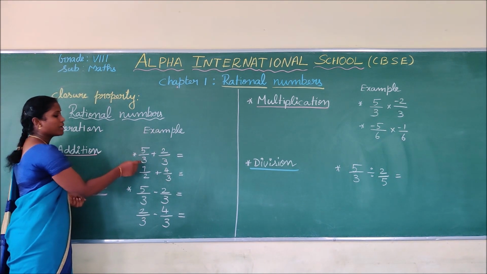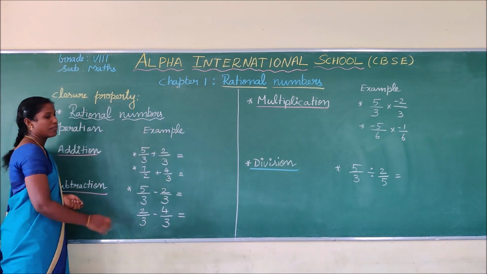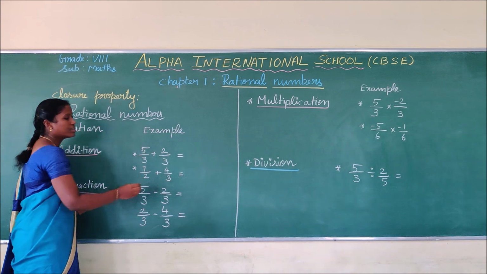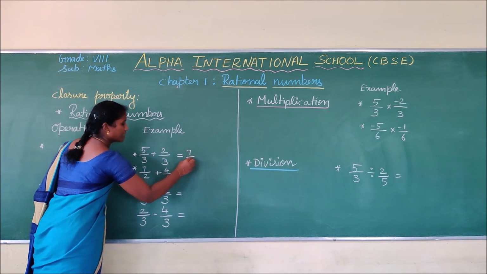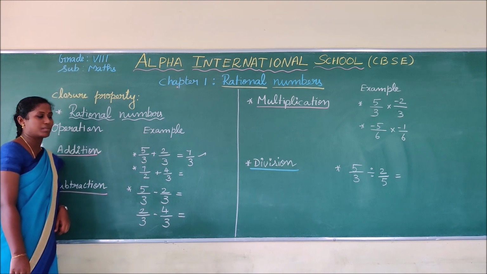Here 5 by 3 is a rational number and 2 by 3 is a rational number. If you add these two numbers, the result is 7 by 3. 7 by 3 is in the form of a fraction, so it is a rational number.